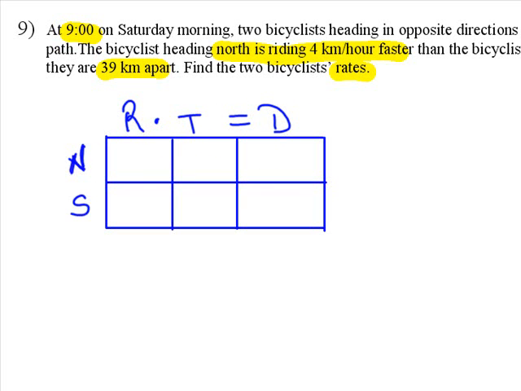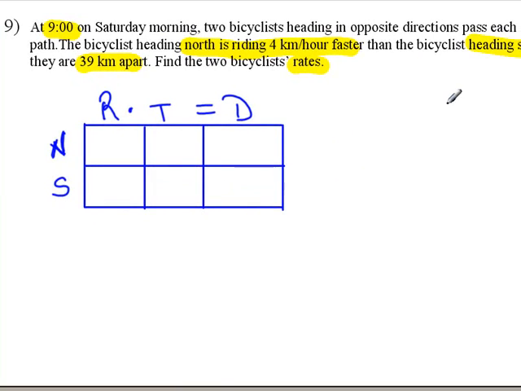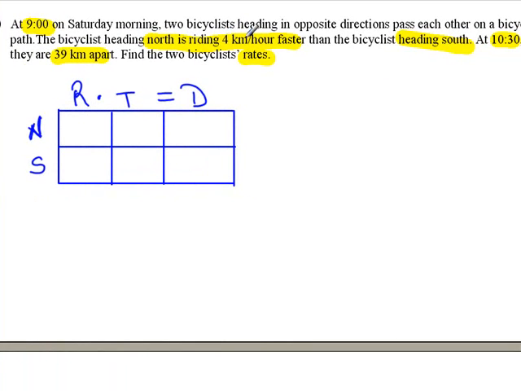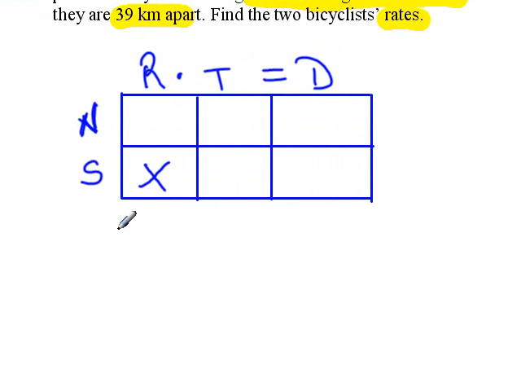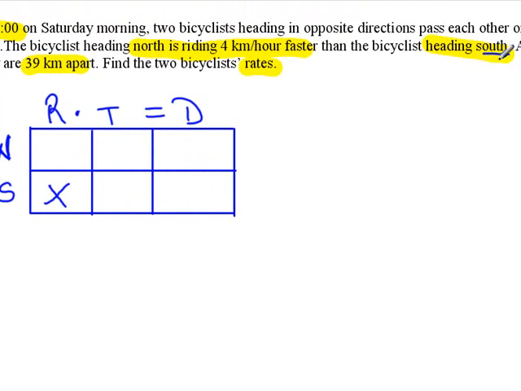Northbound and southbound. Let's fill in everything we can find. It says that the one going north is 4 kilometers an hour faster than the one going south. Well, they told me nothing about the southbound cyclist speed. They told me something about the northbound in comparison to the south. So since I know nothing about the southbound cyclist speed, I'm just going to let that equal x. That's what we do when we have an unknown. We put a variable in its place, and what's unknown right now is the southbound cyclist's rate.